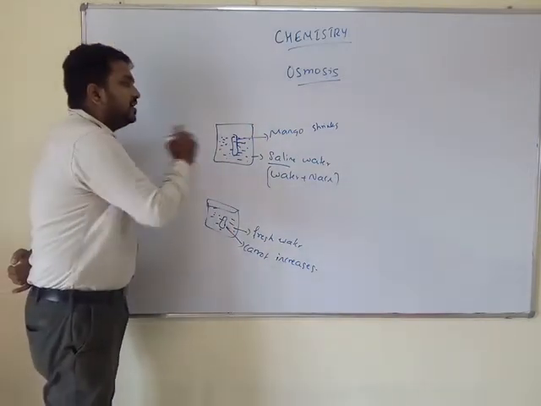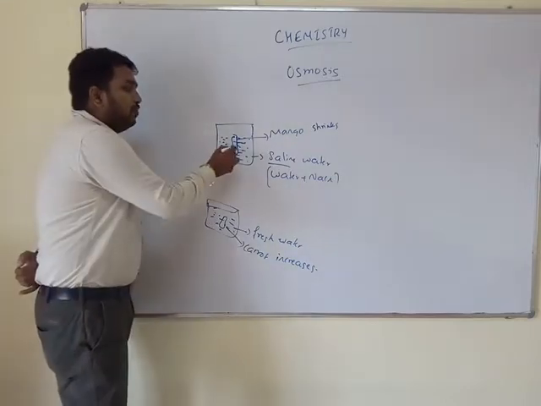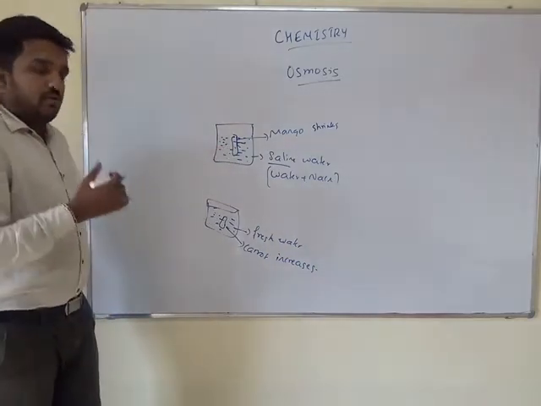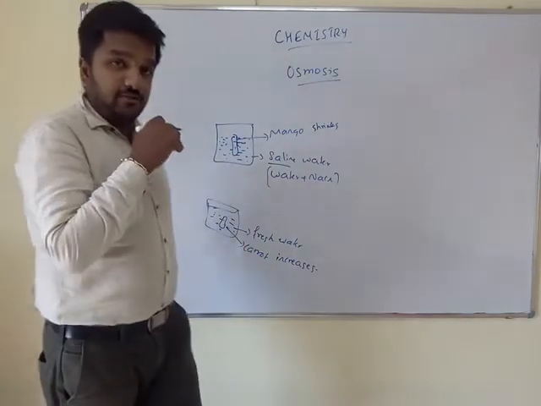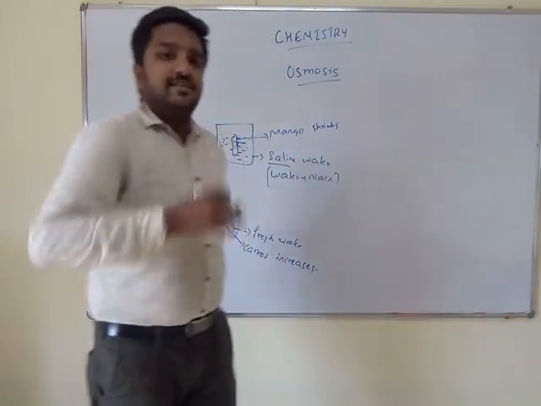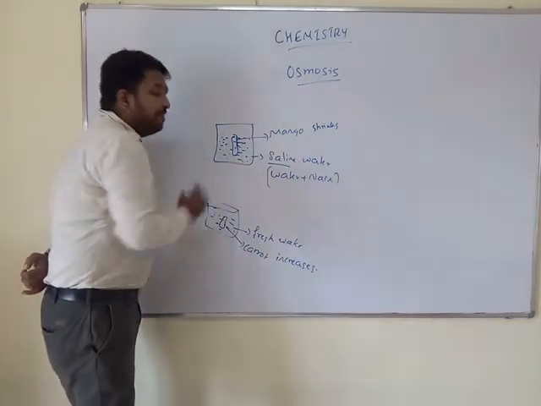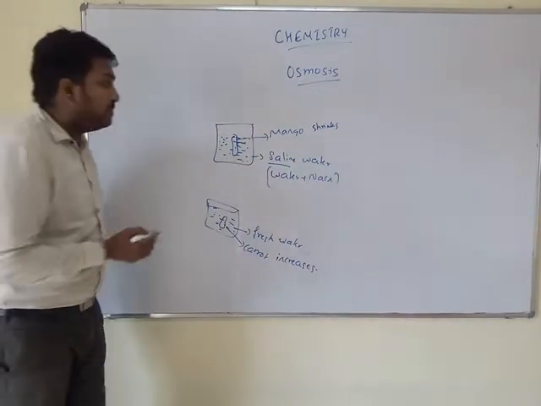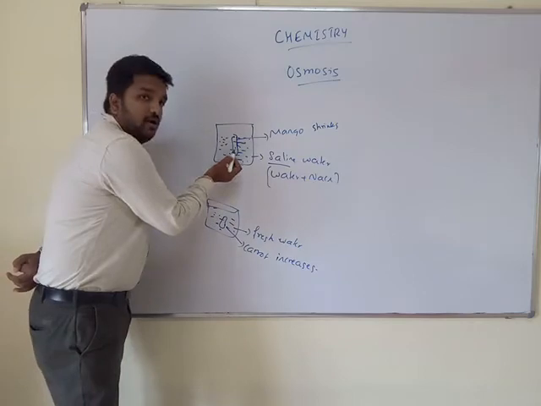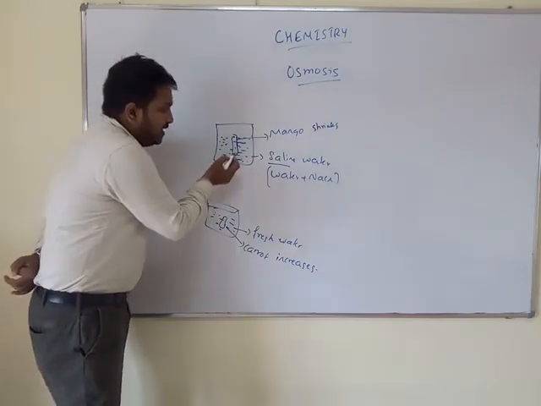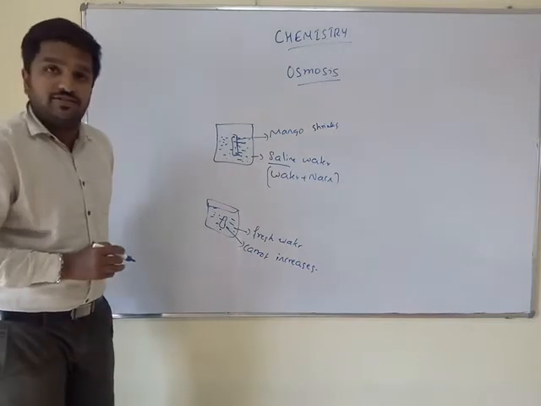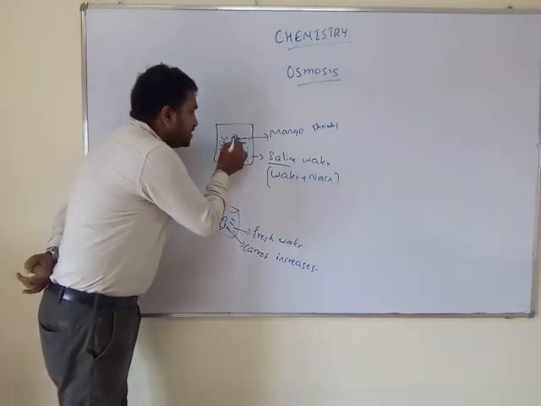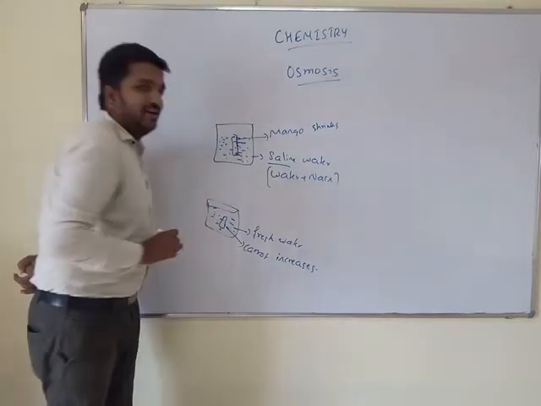In this case, we take the mango. It is of lower concentration, whereas water plus added solute, that means the saline water, is of higher concentration. So what happens? The water inside the mango will flow from lower concentration to higher concentration through this semi-permeable membrane.